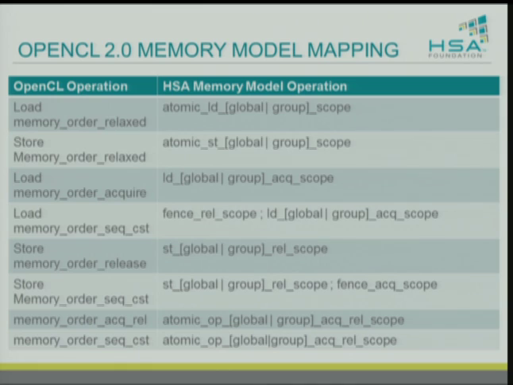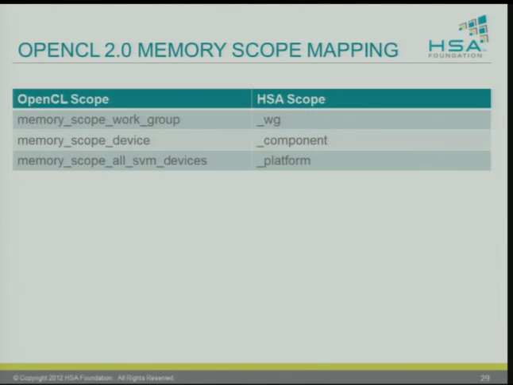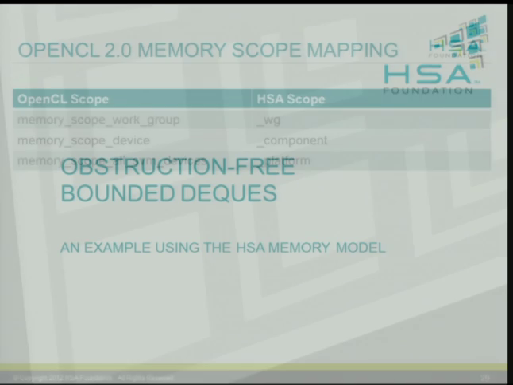The atomic operations map nicely to the atomic operations, so read, modify, write atomic operations map naturally to the HSA equivalents. And of course, as I said, we've got the memory scopes, and the OpenCL memory scopes map naturally to the HSA scopes. So there's no real surprises there.